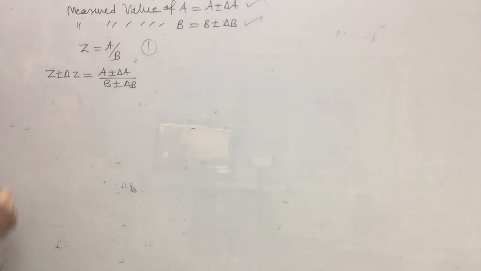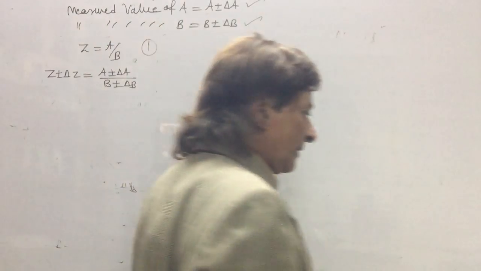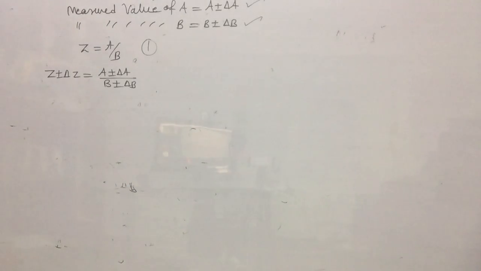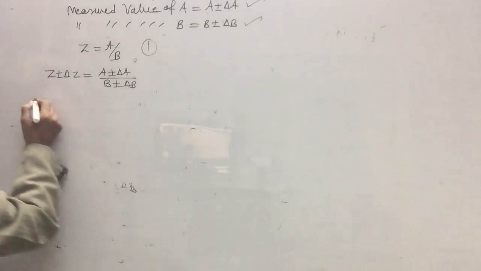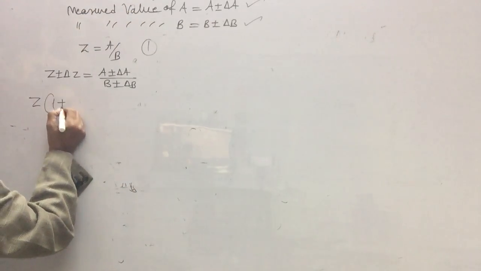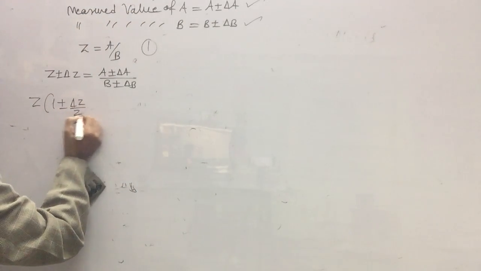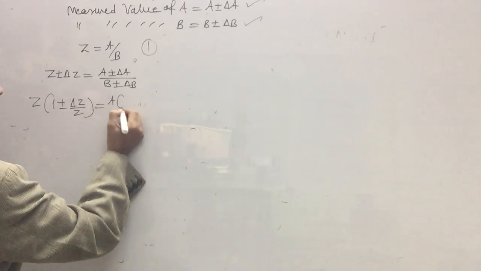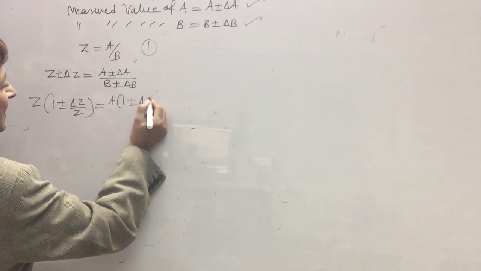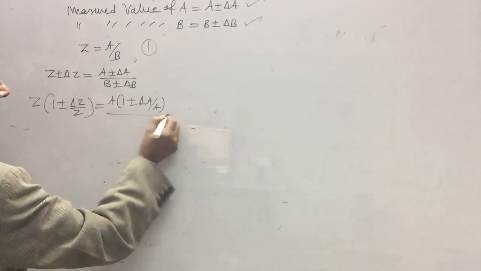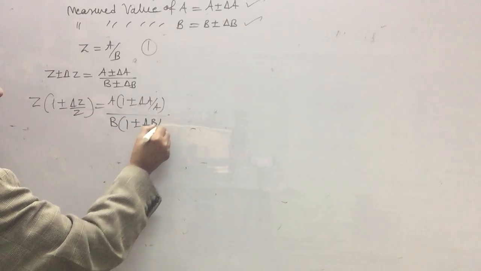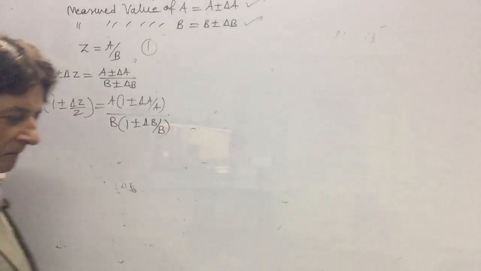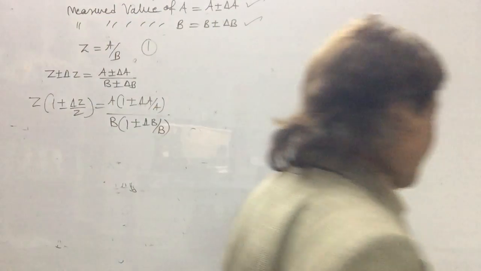This is Z plus minus delta Z you have, na? Z plus minus delta Z you have, students, everywhere. Am I right? You can take Z common from here: 1 plus minus delta Z upon Z. A is common: 1 plus minus delta A upon A. B common: 1 plus minus delta B upon B. Is it right?